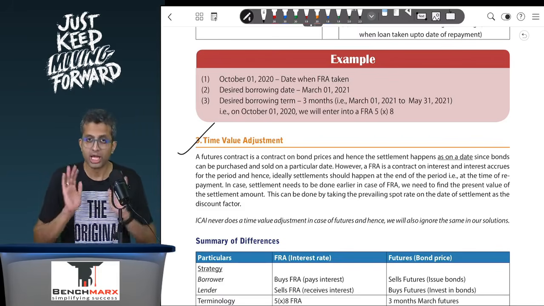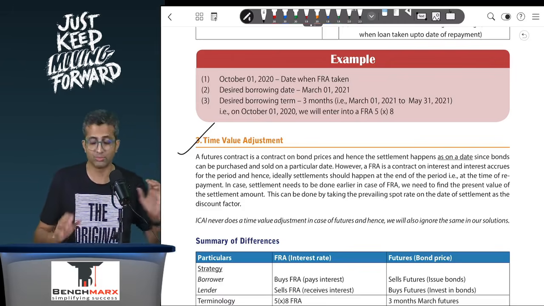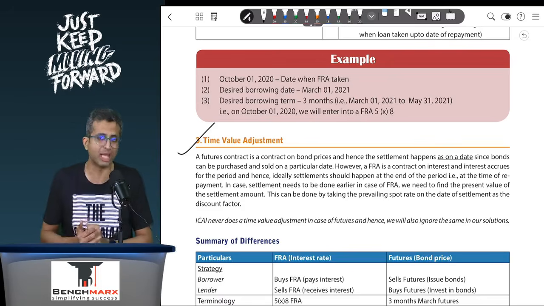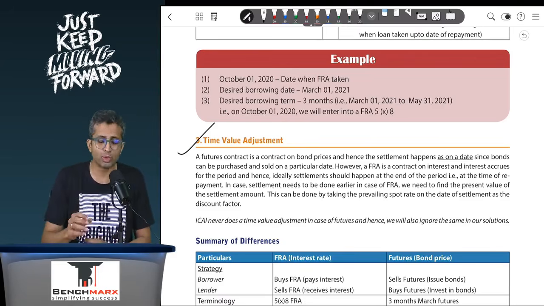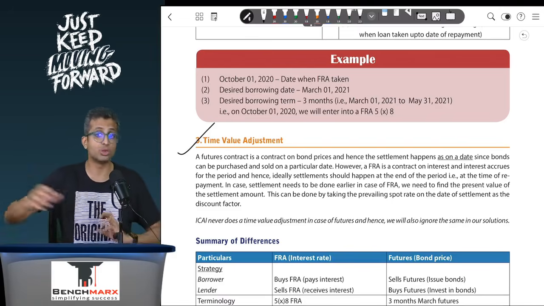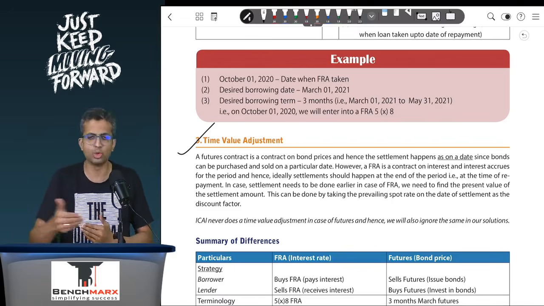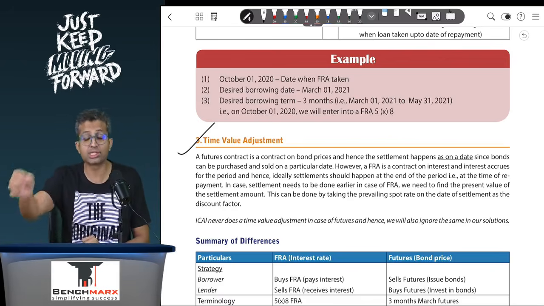Now the problem arises in questions where there are futures as well as FRA. What should you do? Remember, I'm not saying what should ideally be done. I'm just focusing on what the institute has done, because there's a lot of inconsistency when we come to the time value adjustment in case of futures and FRAs. So wherever sums involve futures and FRAs in the same question, the institute does not do any time value adjustment on forwards. It does not even do any time value adjustment on futures, like the sum that we will do in some time.